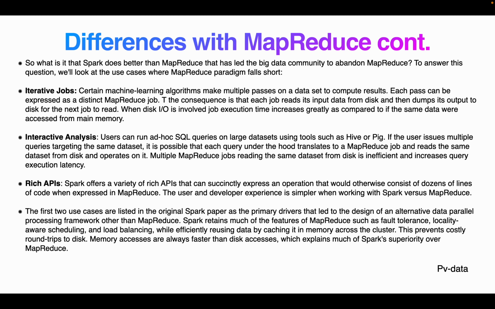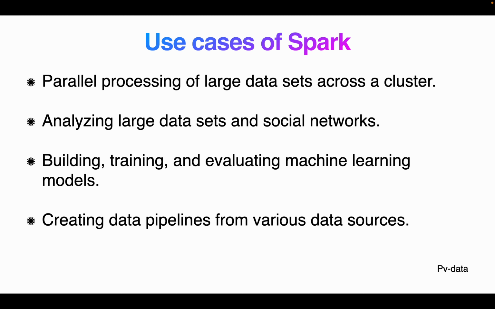Spark retains much of the features of MapReduce, such as fault tolerance, locality aware scheduling, and load balancing, while efficiently reusing data by caching it in the cluster's memory. The previous costly round trip to disk is avoided. Memory access is always faster than disk access, which explains much of Spark's superiority over MapReduce. Now the next part is a very important part for you guys.